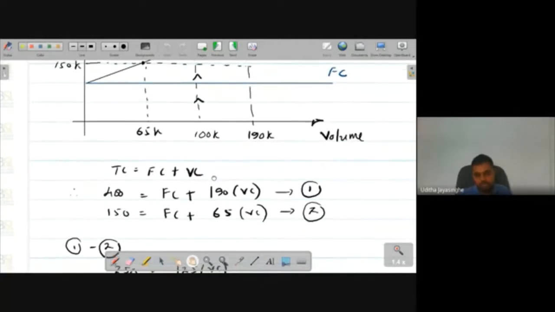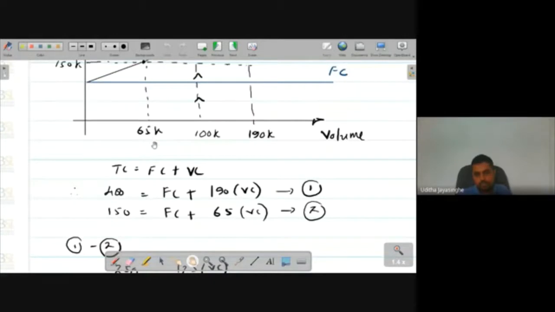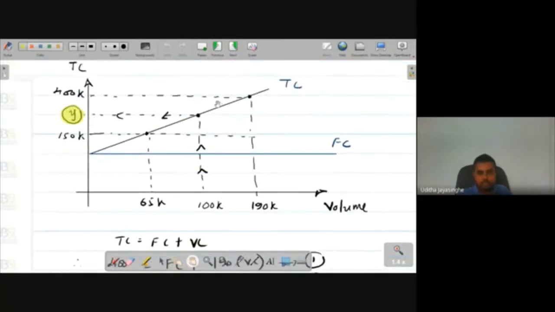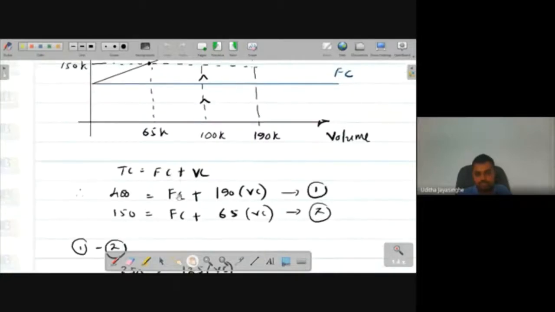What can we write for the 2 points of 65,000 units and 190,000 units? We can write this nice relationship for the total cost and the variable cost and the fixed cost. The first one would be this total cost of 400,000 is going to be equal to this FC, fixed cost. I have just denoted it as FC. We don't know that amount yet. Plus 190,000 units into the variable cost per unit. That of course we don't know. But here we can write 2 points of FC and VC and keep this equation aside.